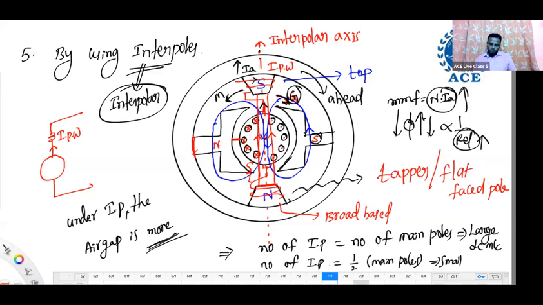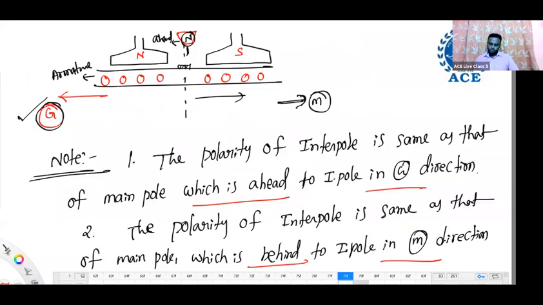Yes, a break is required. So take a break. After that, we will see some questions on this armature reaction. Then we go to the commutation topic. Take a break.